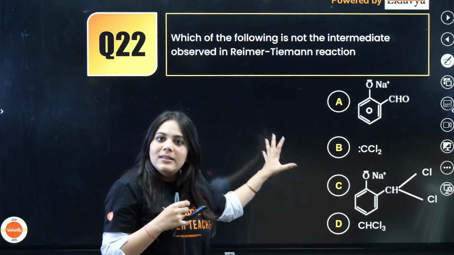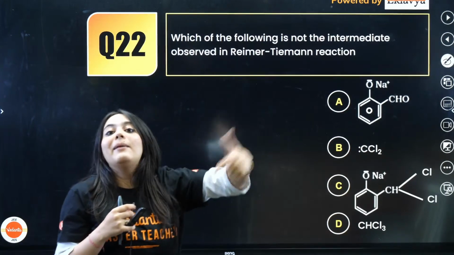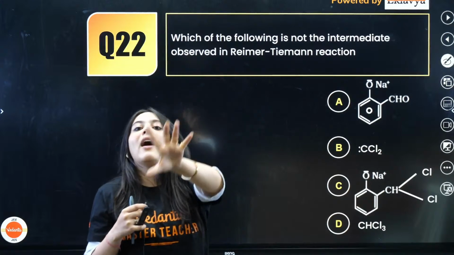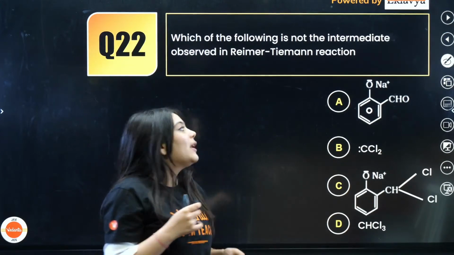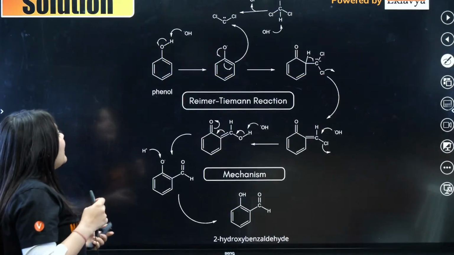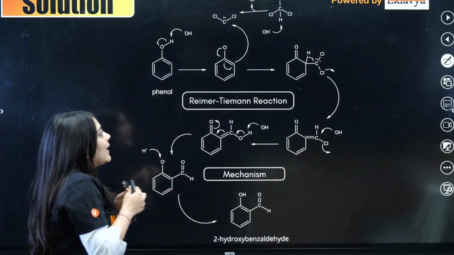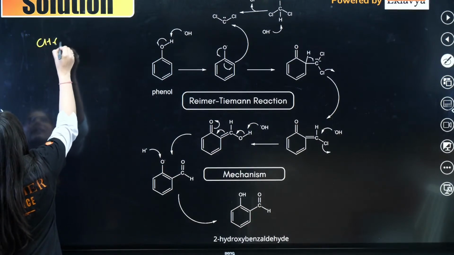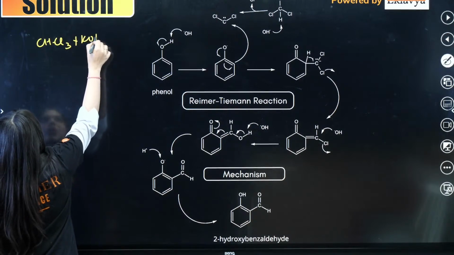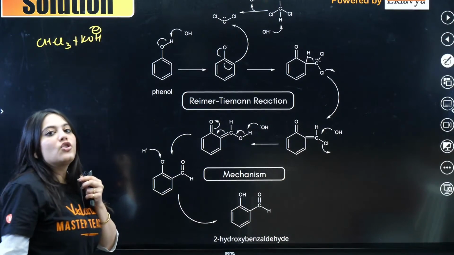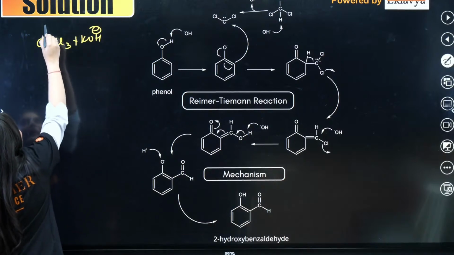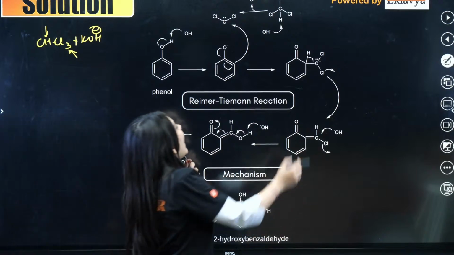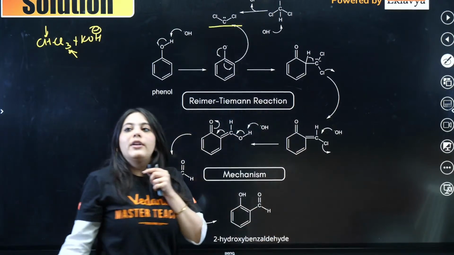Okay? We already discussed in the previous question that the intermediate formed in the Reimer-Tiemann reaction is the carbene, right? But let us look at how the Reimer-Tiemann reaction actually takes place. What are the reactants? There is a CHCl3 molecule plus KOH, which is a very, very strong base. So the strong base will abstract the hydrogen from here, and once again one chlorine will go away, and this kind of carbene structure you will get.